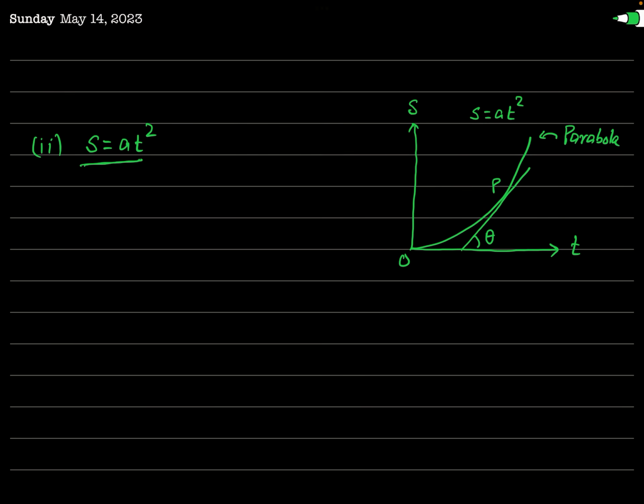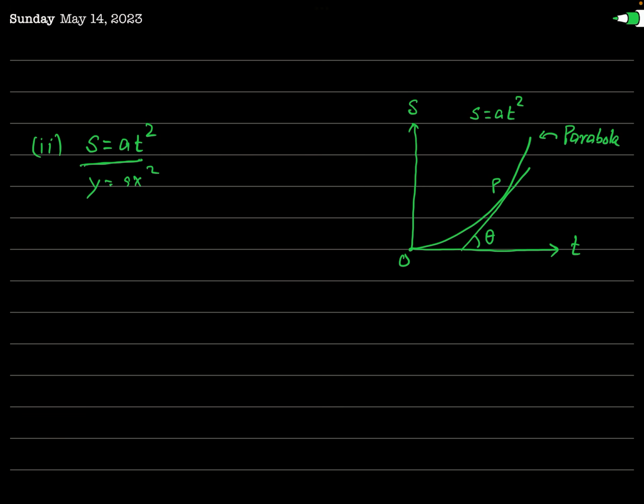We have actually considered a very simple relation. This relation is s equal to at square. Here you can see that at t equal to 0, s is 0, so the point will be at the origin, and the graphical plot will be a parabola, because this equation is in the form of the equation of a rectangular parabola. This is y equal to ax square.